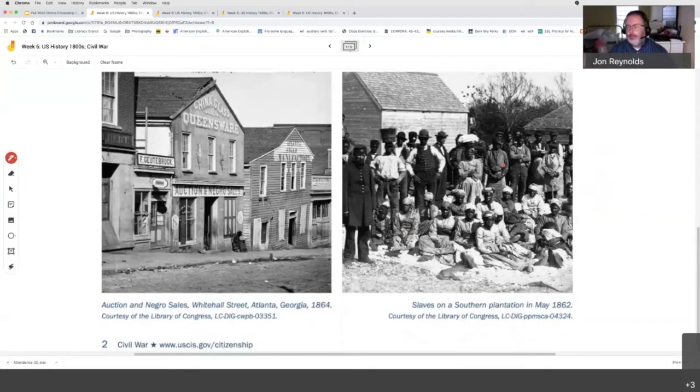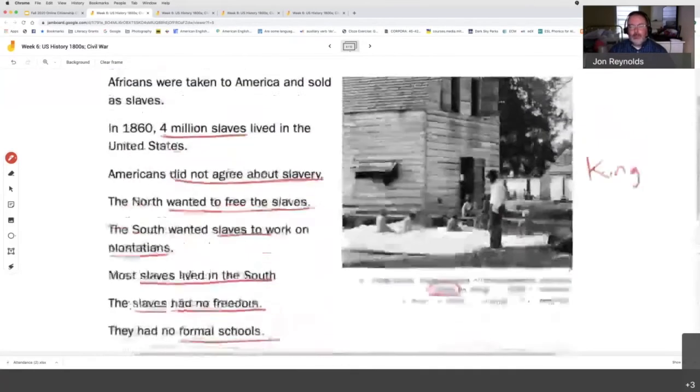This was a terrible time in the United States. But again, it was part of the problem between the North and the South. The South said they needed slaves for their economy to survive. The North said, we think slavery is wrong. So again, as you can see, that was going to be a problem. That was going to continue to be a problem into the 1860s.